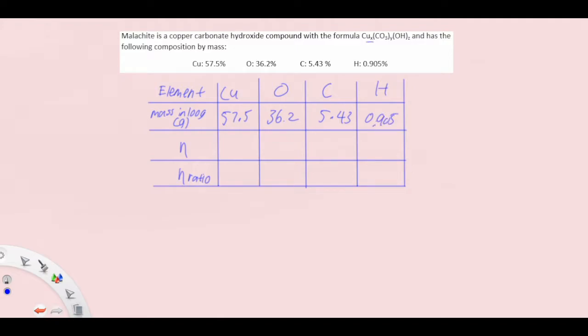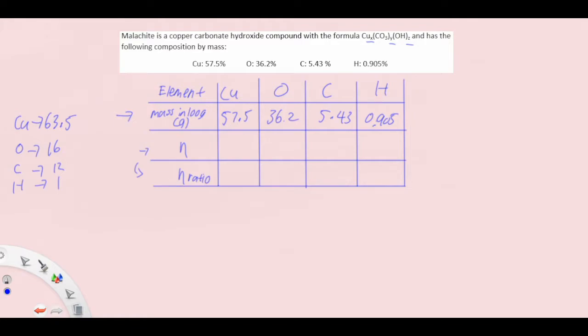Because we're solving for x, y, and z, which are mole ratios, we need to first find the mole and then subsequently the mole ratio. In order to find the mole, you have the mass of each element. Now you just need the atomic mass of each element. Alright, should be pretty easy if you've done this long enough. Quite experienced, you know that copper, oxygen, carbon, hydrogen are basically 63.5, 16, 12, and 1.